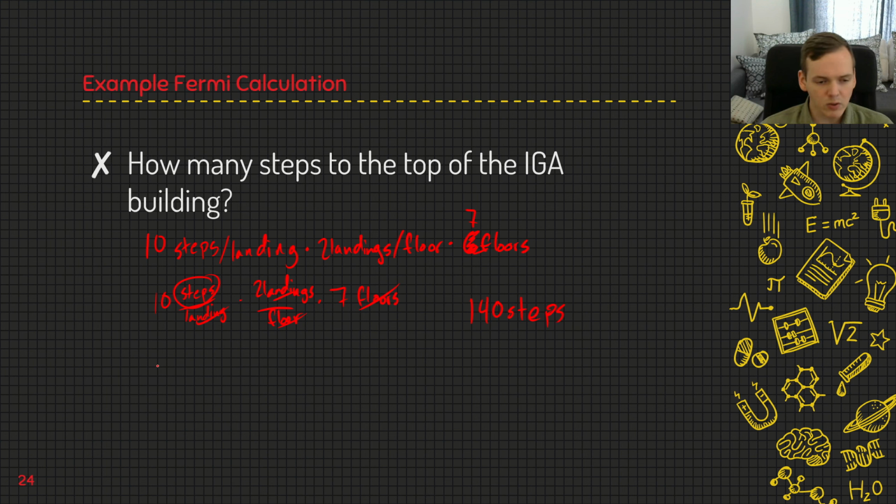Honestly, we could even do this more simplified if you weren't trying to think. We could just say that there's about 10 steps between floors. Let's just say roughly there's 10 steps between floors, and there's about 10 floors. So there should be about 100 steps. The goal here is not to get a super precise answer or a super accurate answer. It's just getting the ballpark.